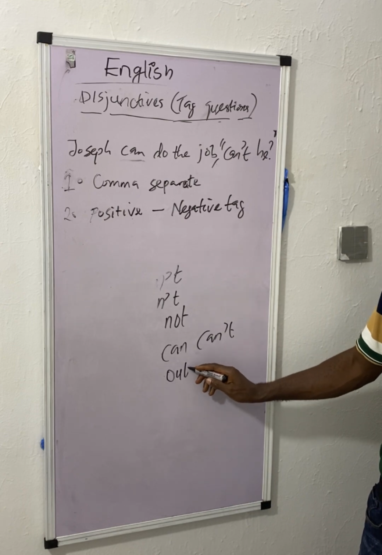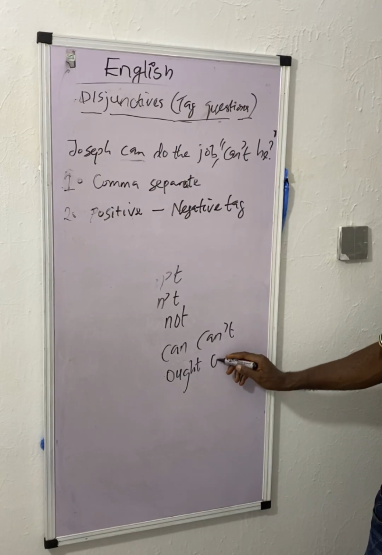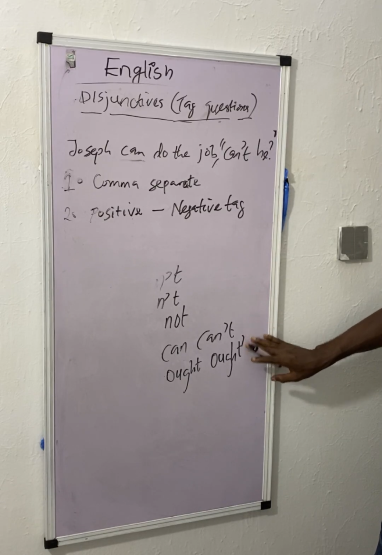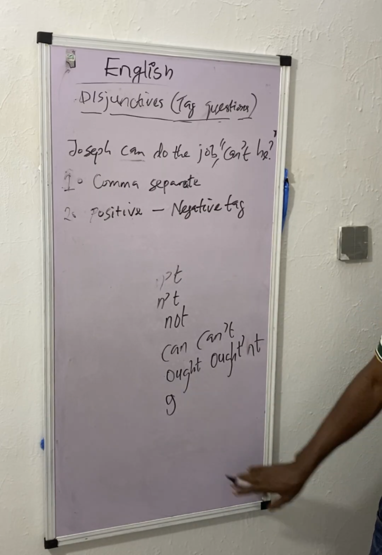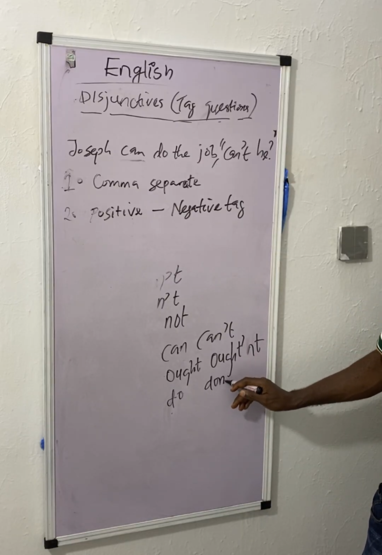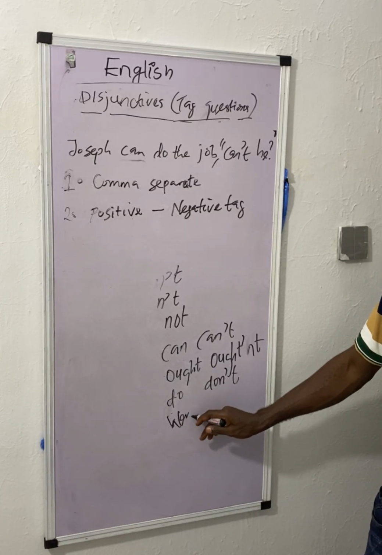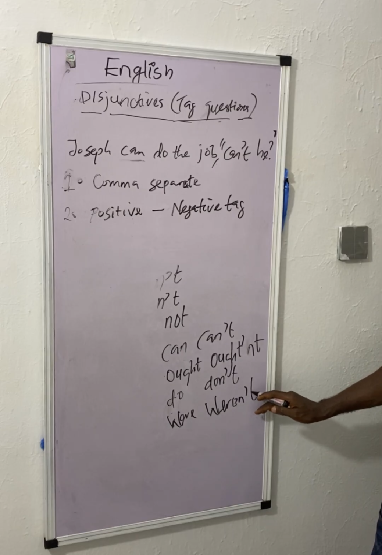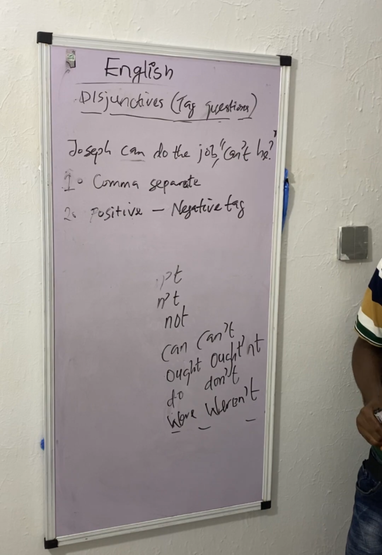Ought, O-U-G-H-T, you can convert this to oughtn't. All right. You can go. Can you convert go? No. Do, you can convert do to what? Don't. All right. So these are auxiliary verbs. Were, you can convert this to weren't. All right. Was, wasn't, had, hadn't, have, haven't, and so on and so forth. So these are auxiliary verbs.